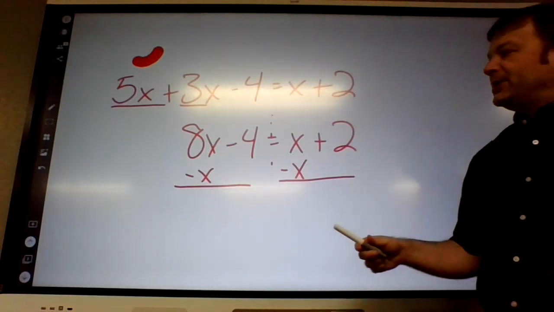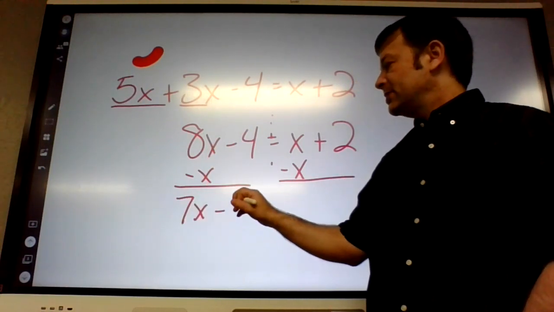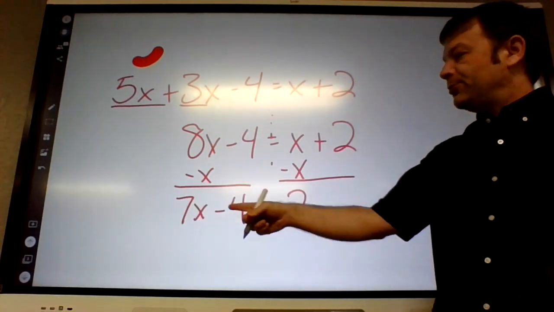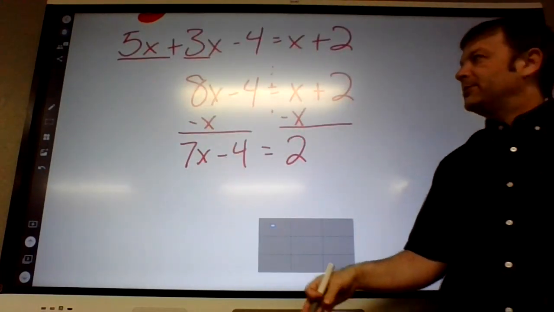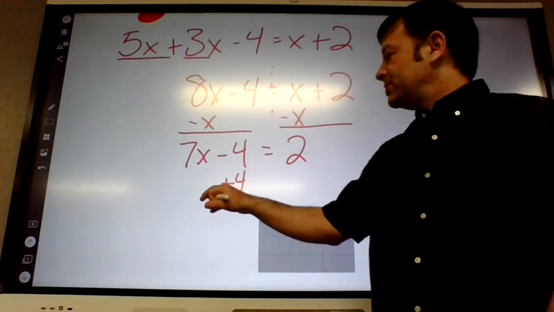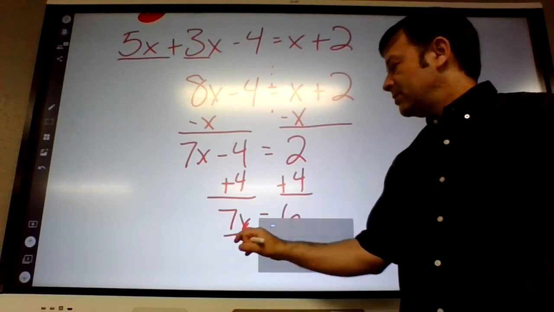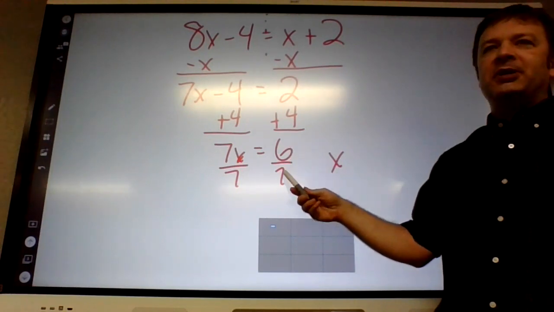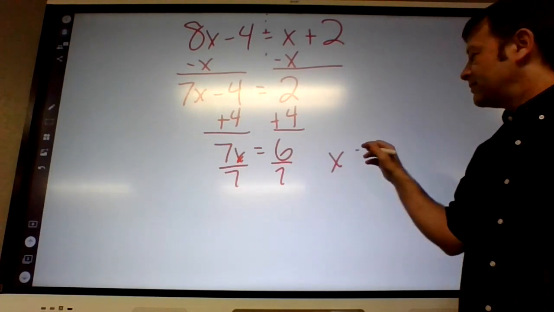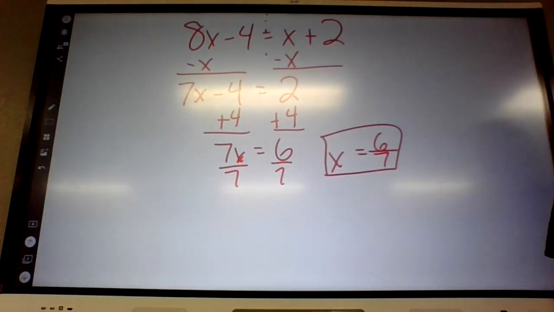So what's 8x minus x? 7x. 8x minus 1x. And then after you do that, you have a normal basic equation. Okay? So that's kind of the main step. So you just get rid of the subtracted value, get rid of the multiplied value. We've seen this before, right? 6 divided by 7 is what? 6 sevenths. So you don't have to plug that in your calculator, just write 6 sevenths. All right.